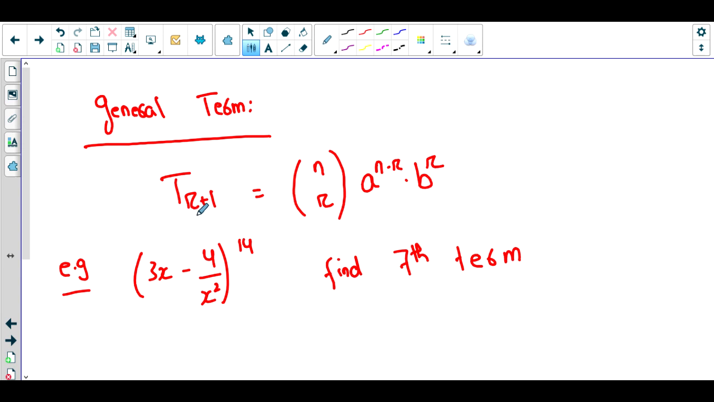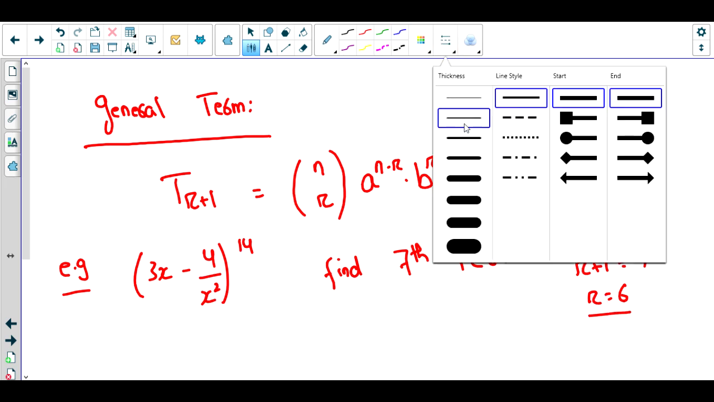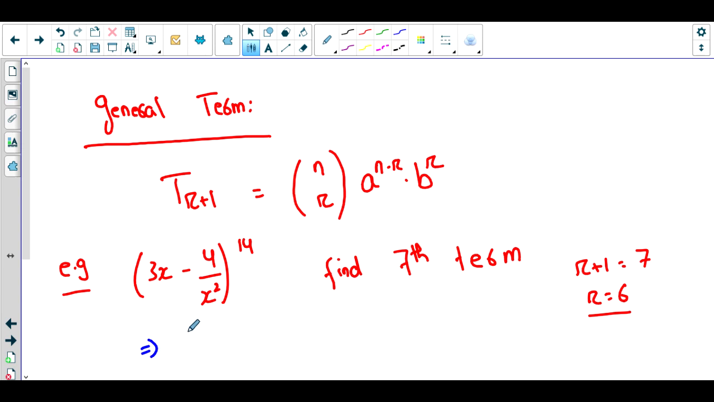What value of r should we keep so it becomes 7? So r plus 1 should be 7, so r should be 6. If you put r value 6 in this expression, it will become the 7th term. So use r equals 6.